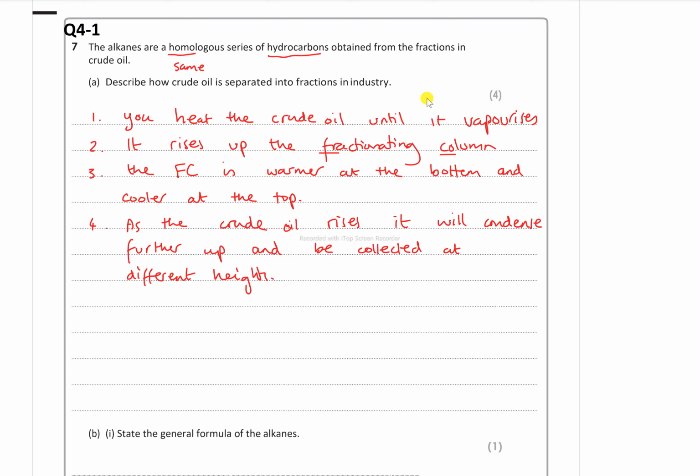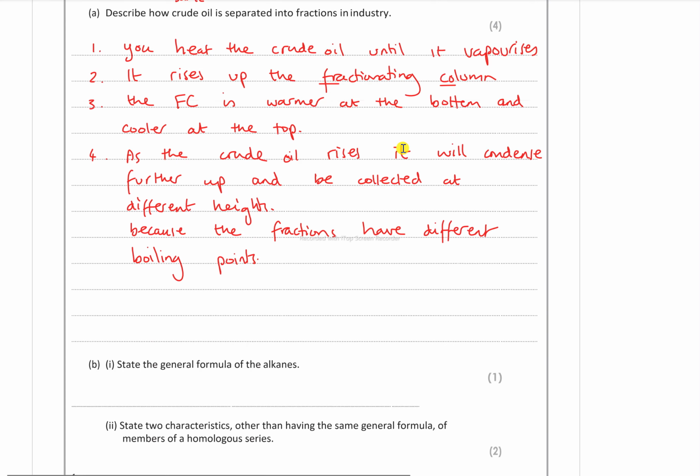Why? Because the fractions, or the little parts of the crude oil, that's what they call it, fractionating column. The fractions have different boiling points. There you go. Done. Right.